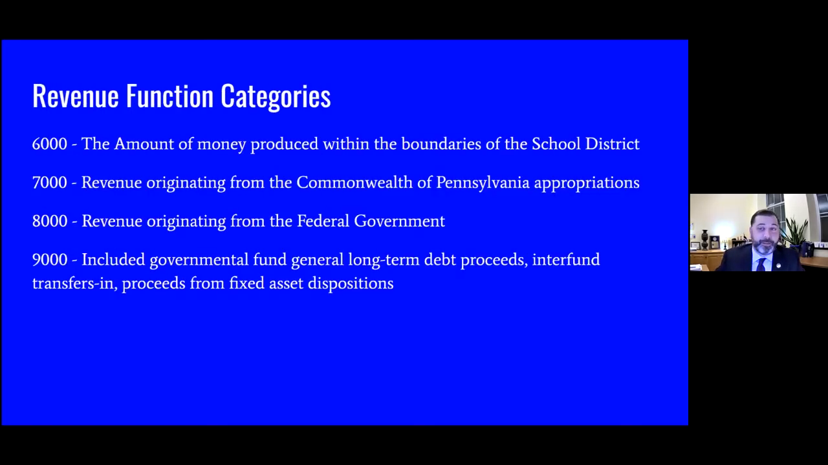We're going to slice and dice the budget a couple different ways here. There are 4 revenue function categories that we'll look at tonight, and here's a brief description of those. We currently are receiving monies from the top 3 categories, monies produced locally, state at the $7,000 level, and federal at the $8,000 level. We do see $9,000 level expenditures once in a while, and that is when proceeds of long-term debt come through or some interfund transfers. We haven't had any of that recently here, so we will focus on the 3 top categories.